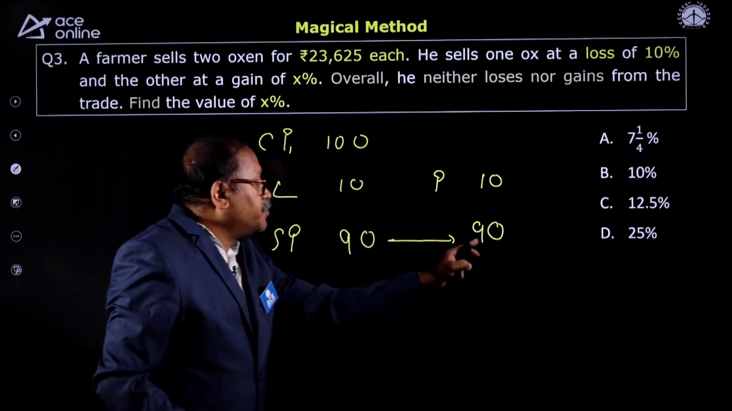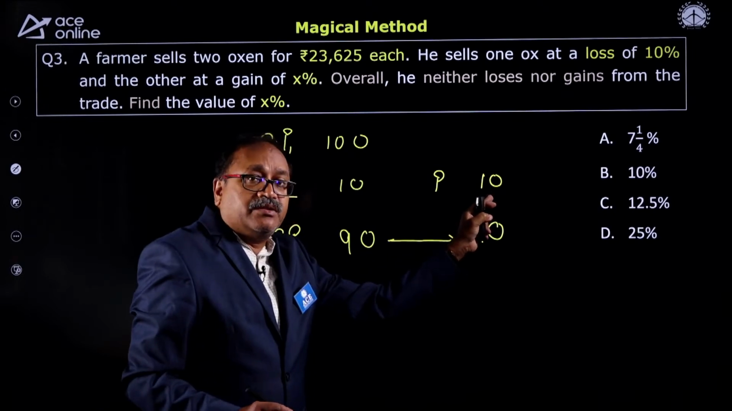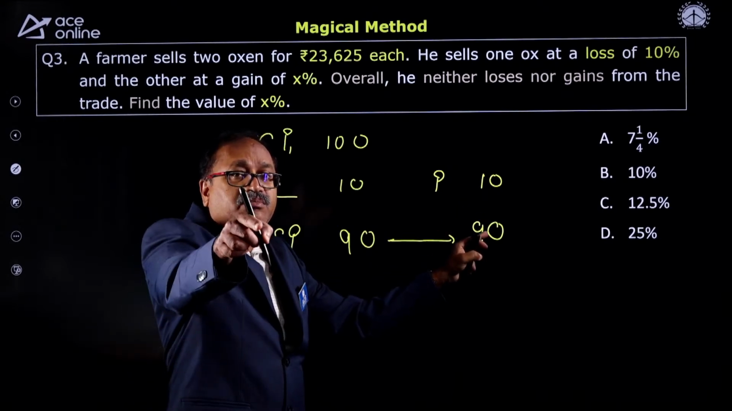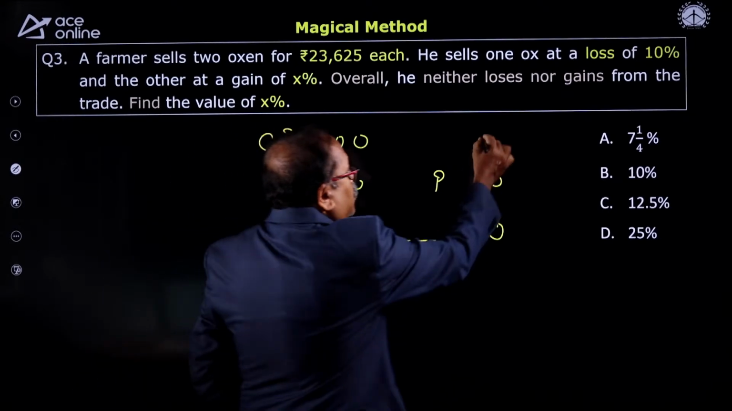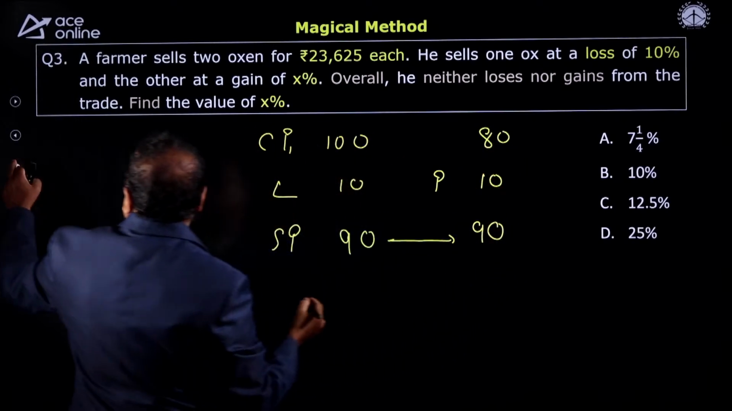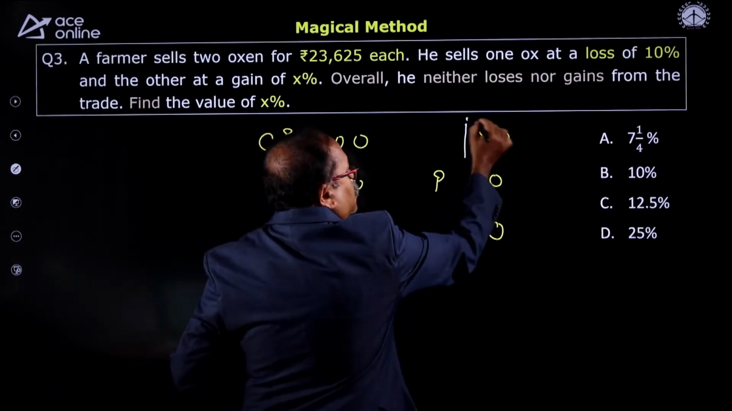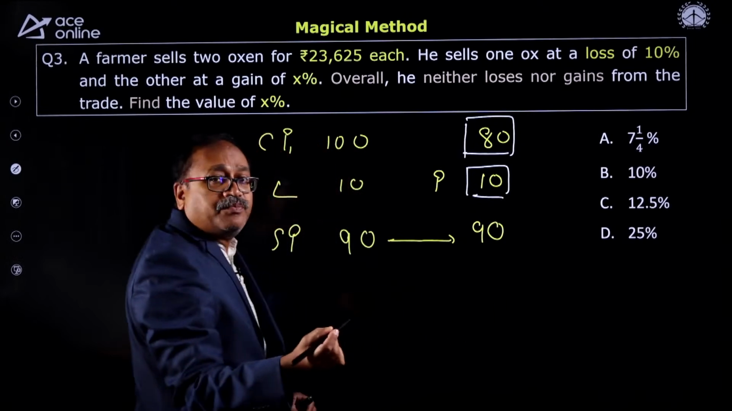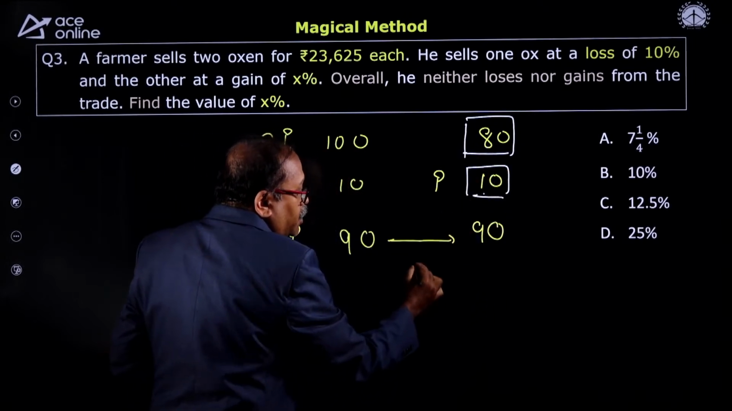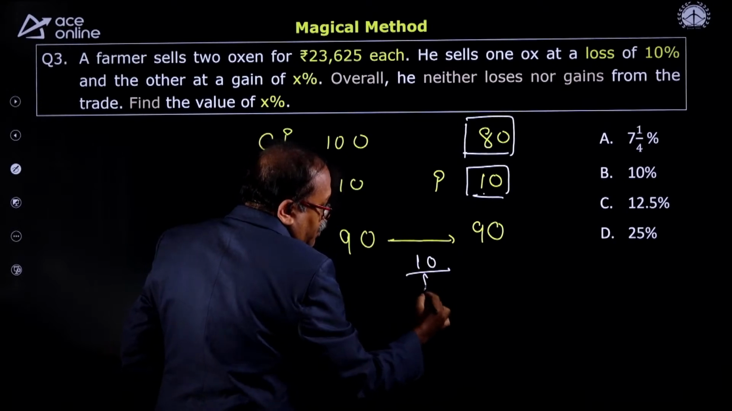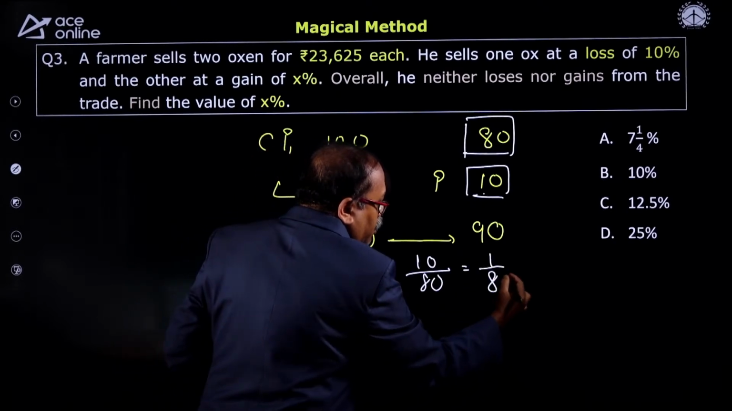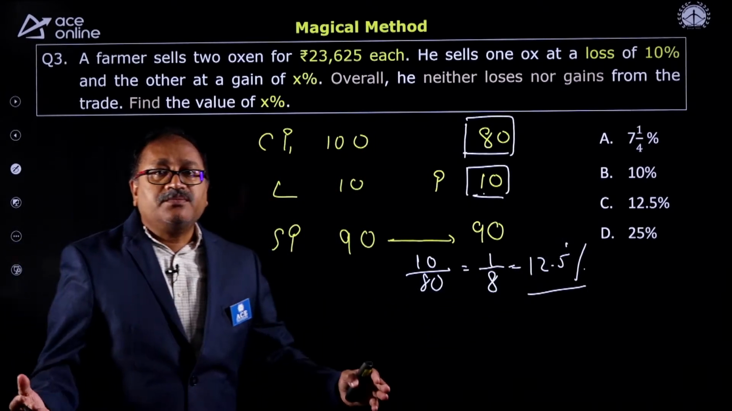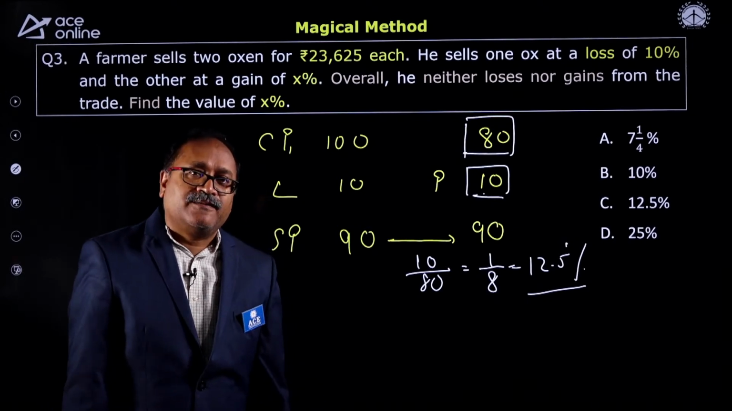If the selling price is 90 and the profit is 10, then what will be the cost price? Selling price minus profit, that is 90 minus 10 is 80. So 80 is your cost price. Here it's over, my friend. This is your CP in the second article, and this is your profit. What is your profit percentage? 10 is what percentage of 80? In other words, 1 by 8, and 1 by 8 is 12.5%.